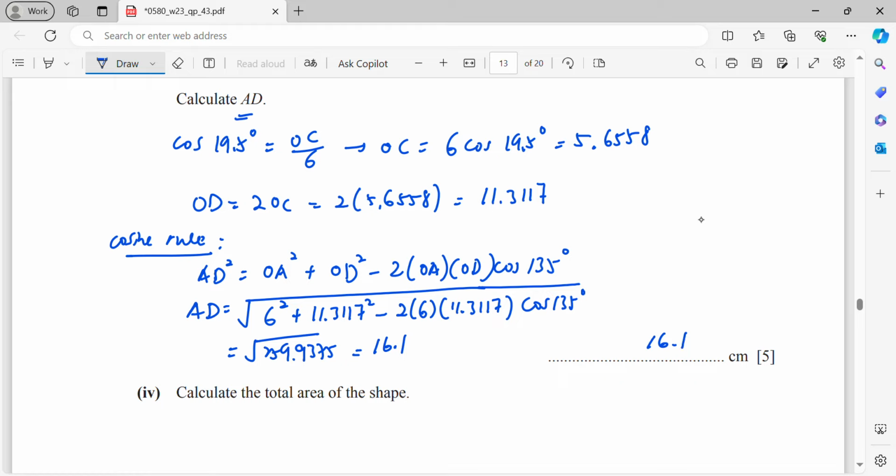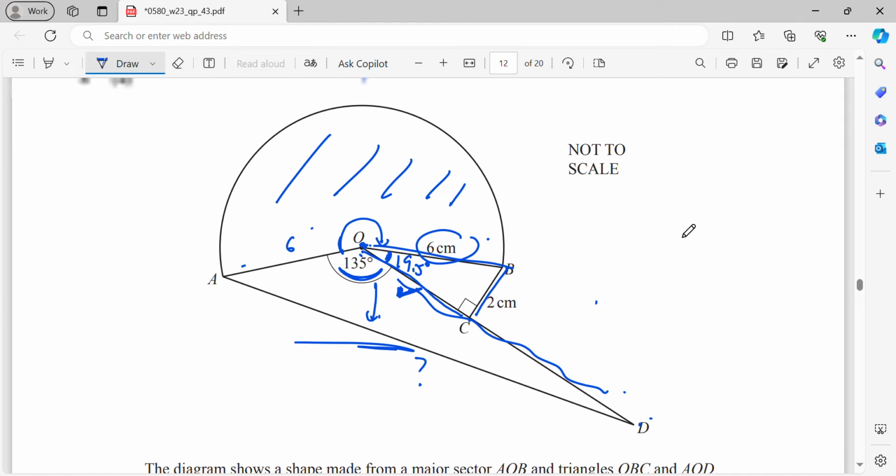Okay, now fourth part, calculate the total area of the shape. So basically, the total area of the shape is the area of the sector plus the area of this right angle triangle, plus the area of AOD. Okay, so for your information, for the triangle AOD, this is 6, OD already found.